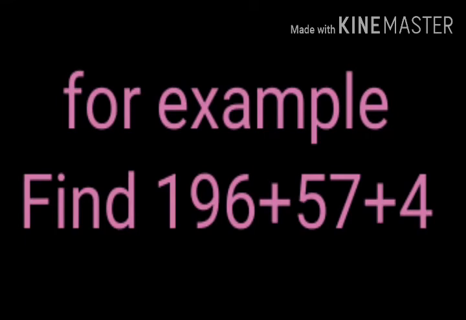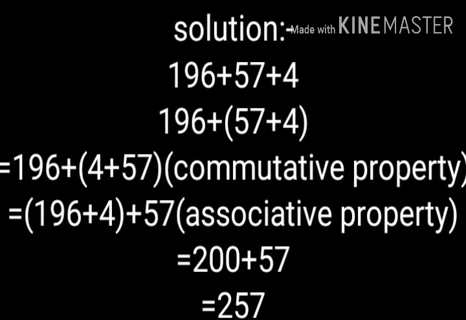For example, find 196 plus 57 plus 4. We can find it easily by the general method. But by using the property, 196 plus 57 plus 4 equals 196 plus (57 plus 4), which is 196 plus 4 plus 57, because of the commutative property: a plus b can be written as b plus a. That equals (196 plus 4) plus 57 by the associative property, which is 200 plus 57, that equals 257.